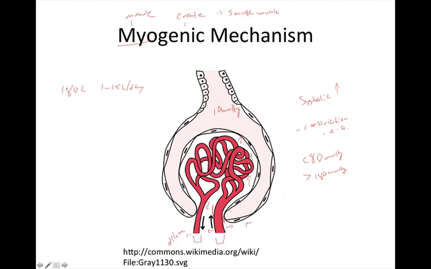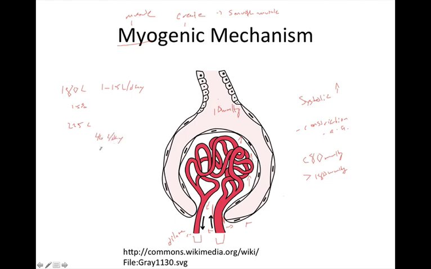Let's say we didn't have this intrinsic mechanism here, or any of these intrinsic mechanisms. And let's say we just increased our filtration rate by 25%. That means we would go from sending 180 liters of fluid through the kidneys per day to about 225 liters per day. And if we still kept those absorptive mechanisms at 98%, that would cause our urine output to increase from about 1 liter a day to about 46.5 liters per day.